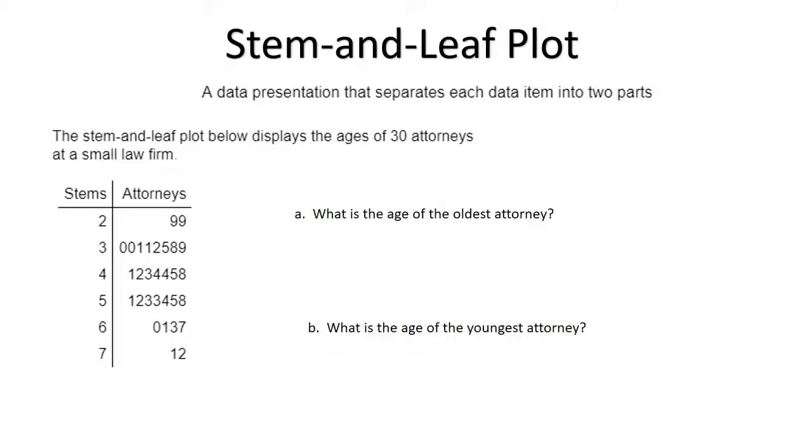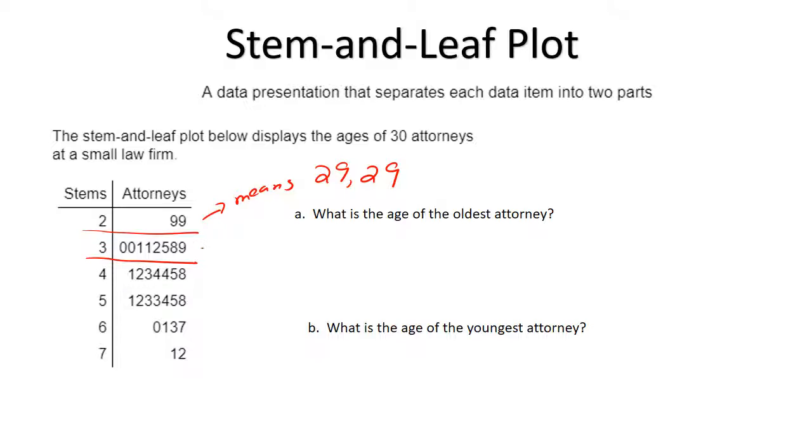Another popular statistical graph is called the stem and leaf plot. It's a data presentation that separates your data into two parts. You will have stems, which are the first numbers of each data value, and then over here on the right we see leaves. So when you see this first row, that actually means that we had an attorney 29 and 29. So we had two different attorneys, both at age 29.